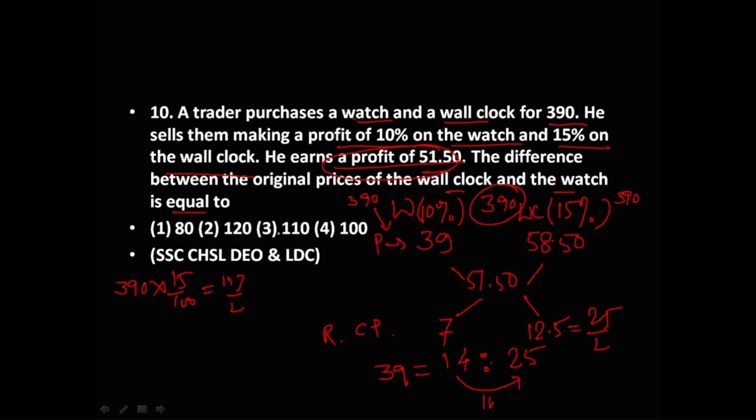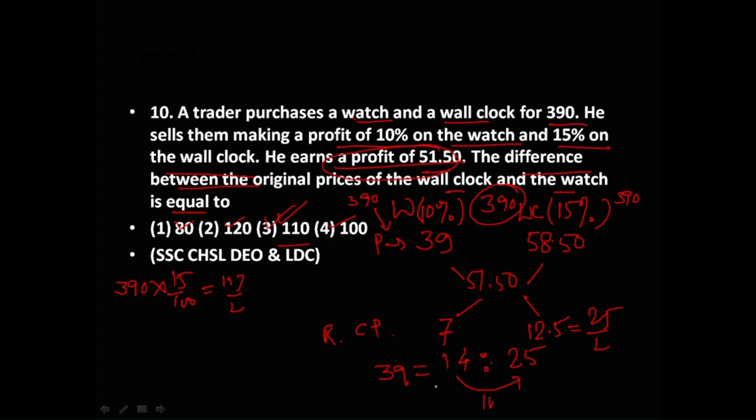In the options, what is the question? The difference between the original price of the wall clock and the watch, right? The difference in the ratio is 11, so the actual difference should be a multiple of 11. In the options, only option 3, 110, is the only option which is a multiple of 11. Otherwise 100, 120, 80 are not possible. So this is 110.